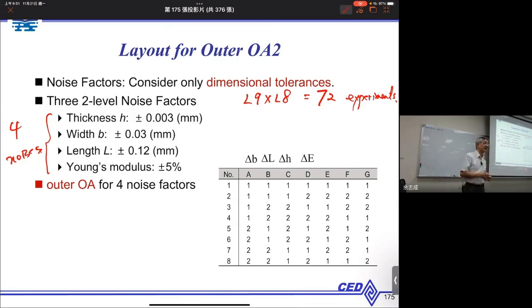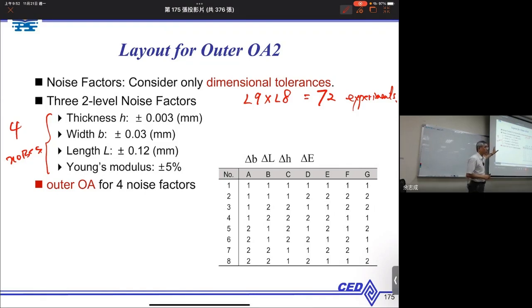Compared with the previous example, in the previous example we only considered 3 noise factors. So we just needed 36, only half. Then you can understand why I used 3 noise factors at the beginning. Because if you consider too many noise factors, the outer array will increase, which will increase the total number of experiments. In this example, if you consider 4 noise factors, the total number of experiments will be doubled, which means you need to pay twice the money or spend twice the time to do the experiment.